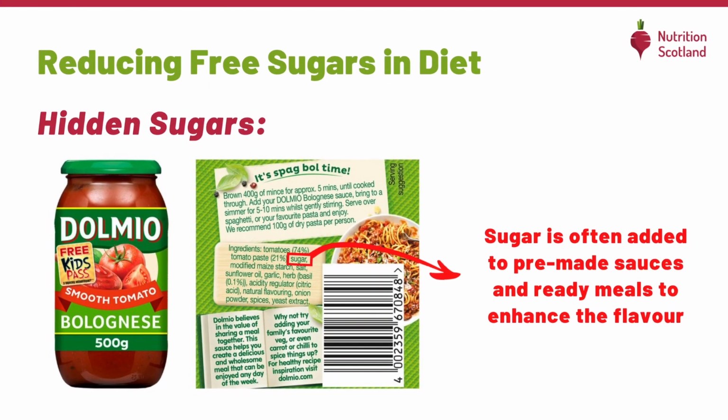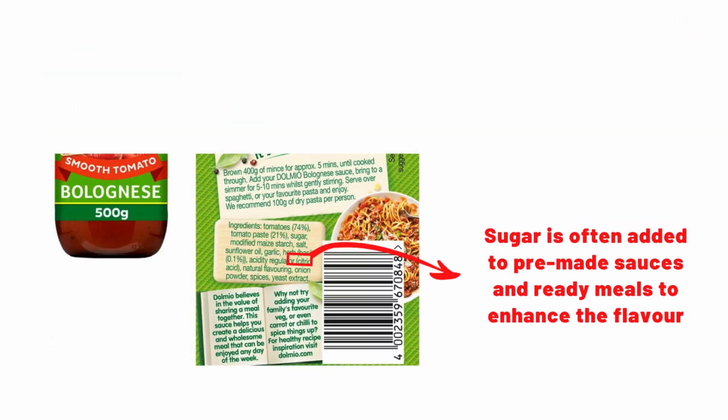Another way to reduce your free sugar intake is to be aware of hidden sugars. These are sugars added to products which most people assume don't contain sugar. This is often done to enhance the flavor of processed foods, and this even includes savory foods. For example, you may not have expected this bolognese sauce to contain any added sugar, but if you look at the ingredients list, sugar is the 3rd ingredient. So if you're trying to reduce your sugar intake, it's important to be cautious of added sugars in less obvious foods like this sauce here.